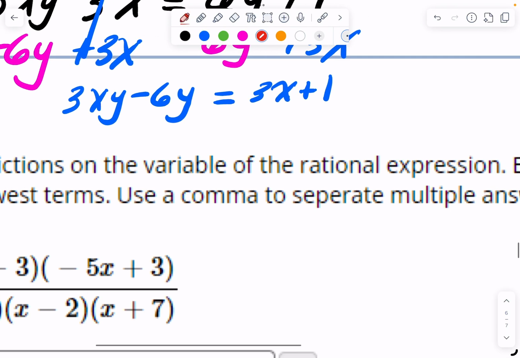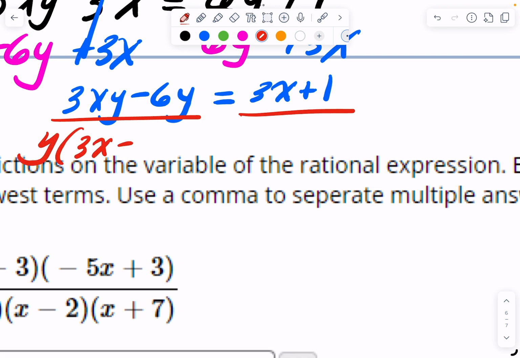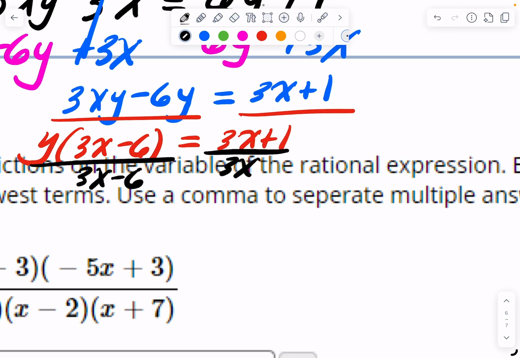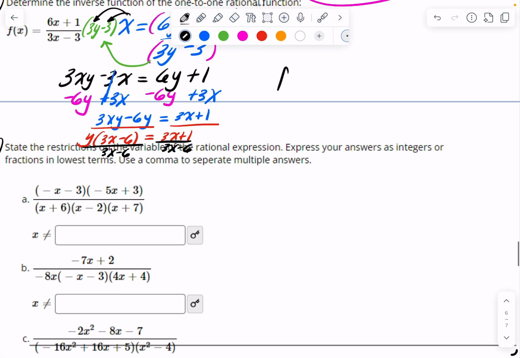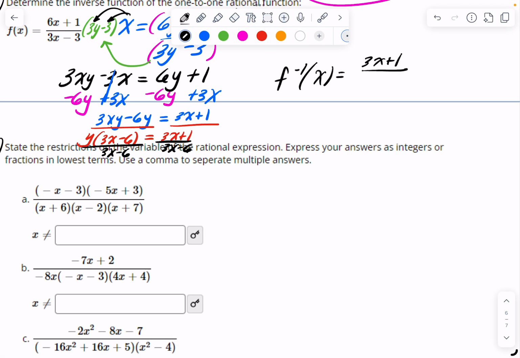Once we get all the y's to the same side, and anything that doesn't have a y on the other side, we factor out a y. So left is 3x minus 6. And then to get y alone, we always do one last step, divide the 3x minus 6 over. So we just found the inverse to be 3x plus 1 over 3x minus 6.